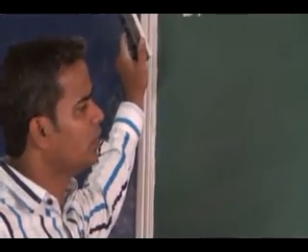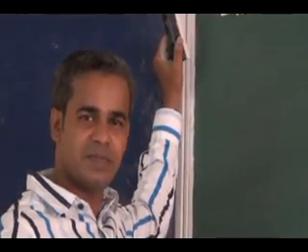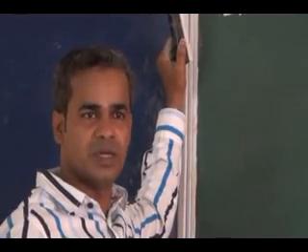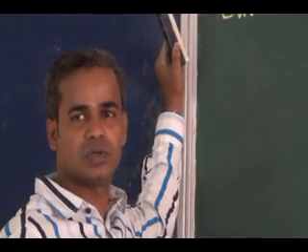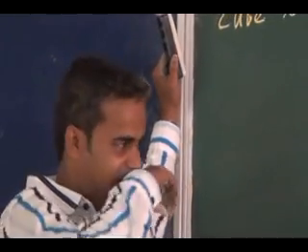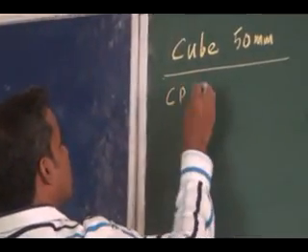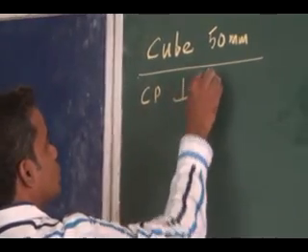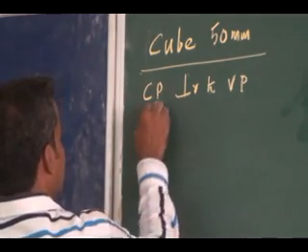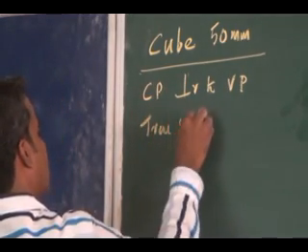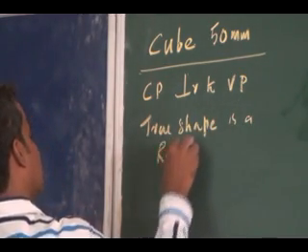It is cut by a plane which is perpendicular to VP in such a way that the true shape of the section is a regular hexagon. So the cutting plane is perpendicular to VP, and the true shape of the section is a regular hexagon.